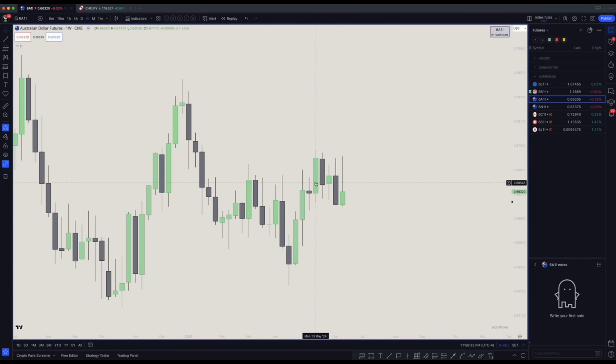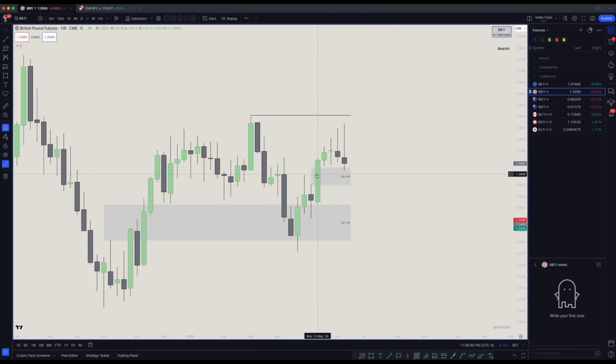Overall consolidation on this weekly chart as well. We don't really have a weekly fair value gap there either, showing aggressive displacement to the upside like we see on the pound right here. So GBP still remains our strongest currency.